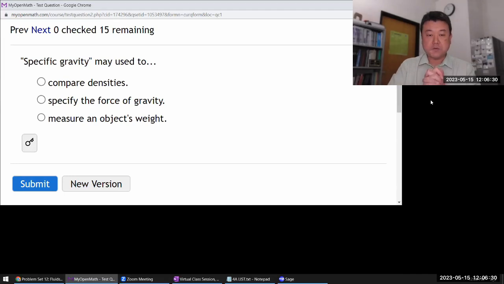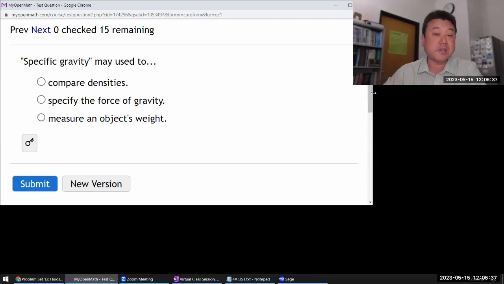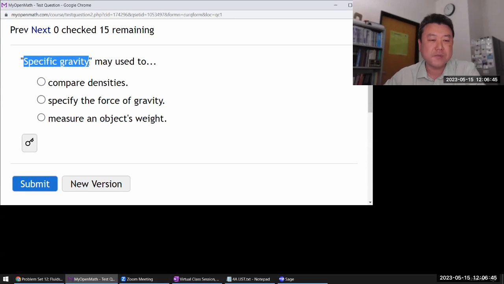All right. So these three questions are reading questions. They are just checking if you read the textbook. So it's vocabulary questions like this one. Specific gravity, I think that's a chemistry term. It's density. I think more technically, it's density as a relative fraction of the density of water.